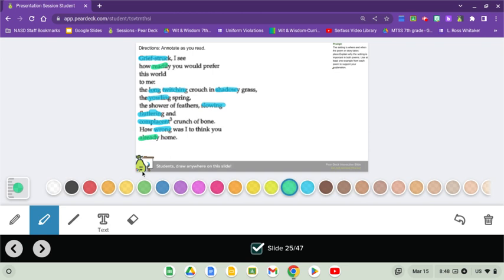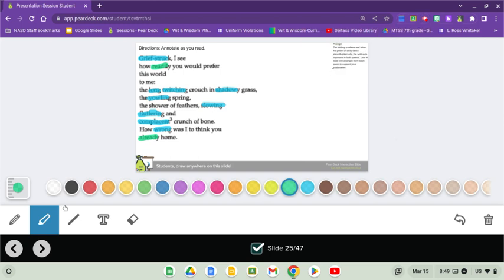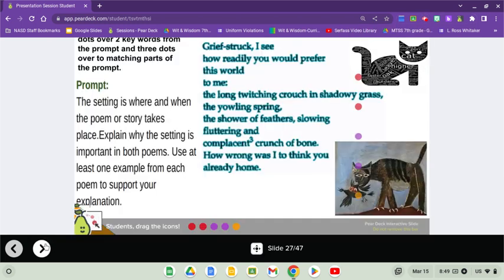So now, please make your slide look just like Mr. Surface's. All right. Please drag these two red dots over to the prompt now. Please drag these two purple dots up by the top of the stanza up here. And please drag this orange dot above this Van Gogh picture.